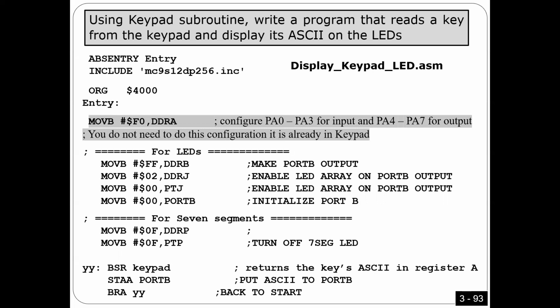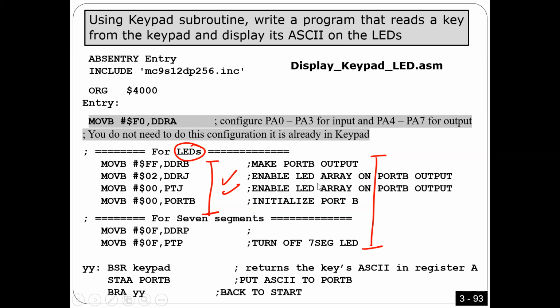Okay, so the way I'm going to do it, as you see here, number one, because you are using LEDs, you have to configure the LEDs this way as we did before. So nothing here is new. This part is just initialization. You have to enable LEDs. You have to configure port B, port J output as we did before. You have to disable the 7 segments, so you have to configure port P. Nothing is new. This is just initialization for LEDs because I'm using the LEDs.